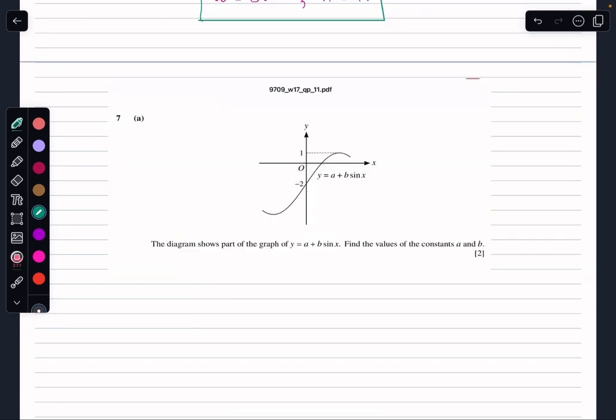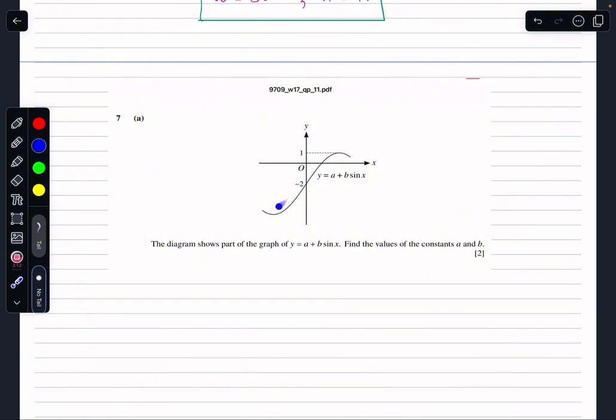And this is from Winter 2017, paper 1, variant 1, question 7, part A. The graph has been given to us. According to the graph, the diagram shows part of the graph of y equals a plus b sine of x. It's this curve representing y equals a plus b sine x. So we are supposed to find the values of the constants a and b here.